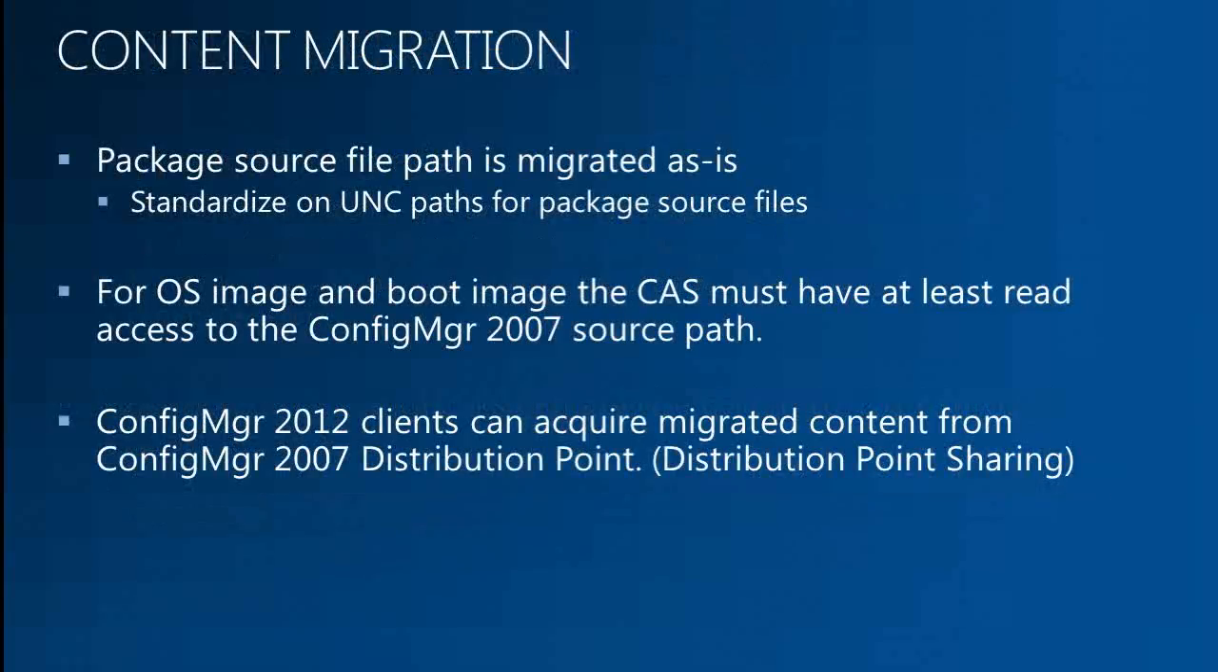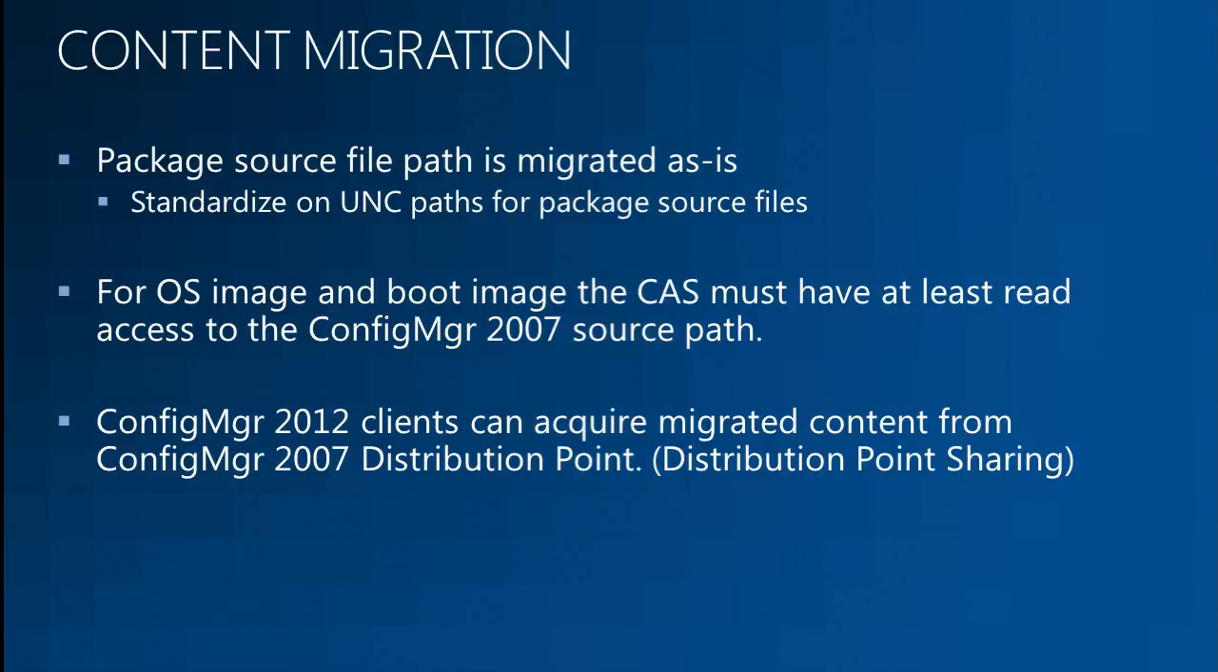Content migration. One of the key things that we recommend as a best practice, and I'll cover this at the end, is always use UNC paths for package source. Otherwise, if you're using local paths, you're going to have to go back and fix those up at a later time. So it's always a good practice now, if you're not in the habit or you only do it every once in a while in 2007, to make sure you're using UNC paths.